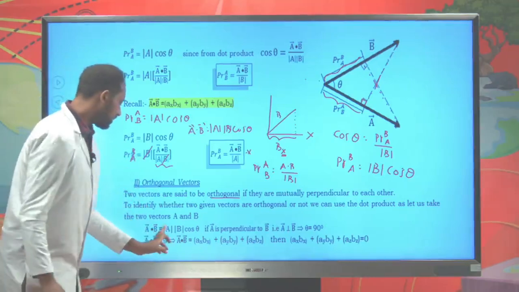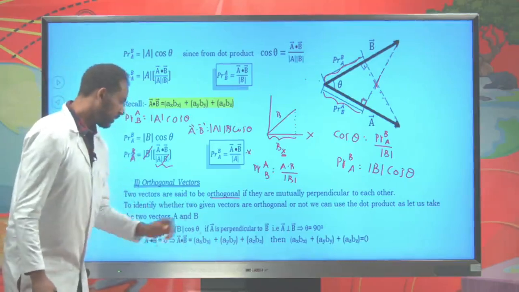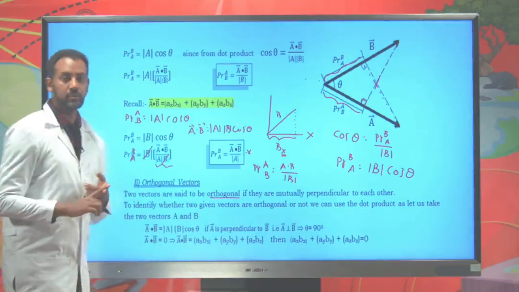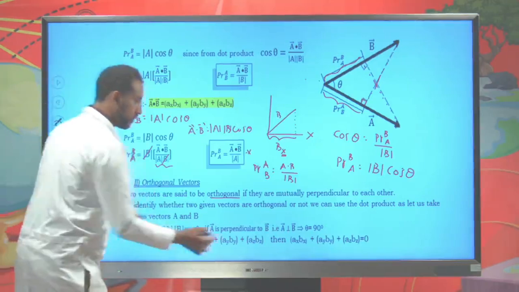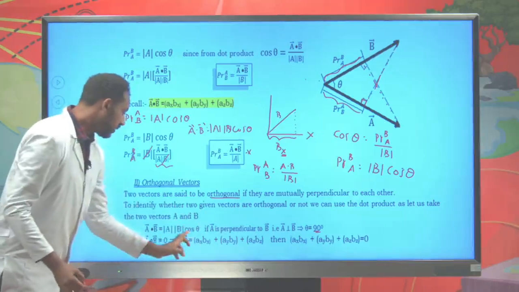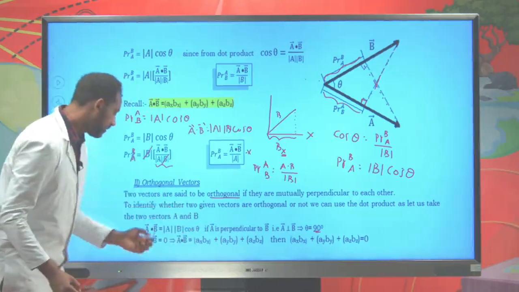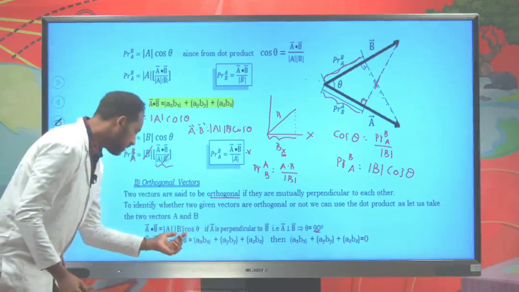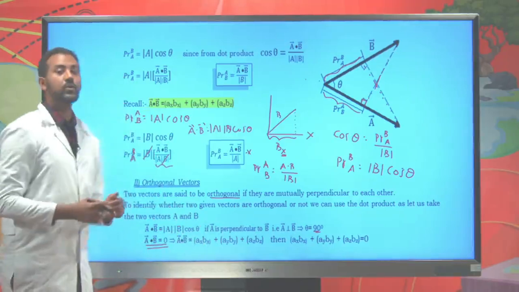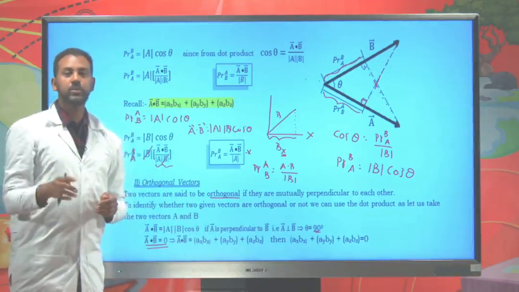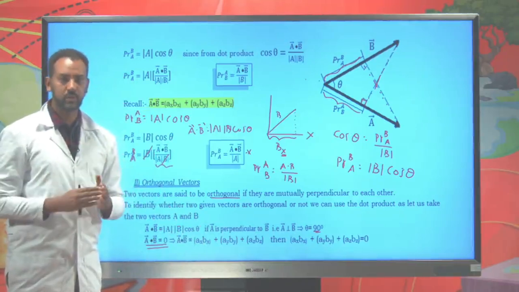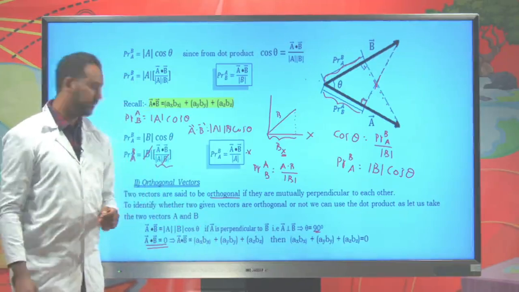A dot B gives us magnitude of A, magnitude of B, cosine of theta. If two vectors A and B are perpendicular to each other, the angle between them would be 90 degrees. When you substitute, cosine of 90 gives you 0. So magnitude of A, magnitude of B, cosine of 90 gives us 0. Whenever you determine A dot B, if the result is 0, you can say that the two vectors are mutually perpendicular to each other, or they are orthogonal vectors.